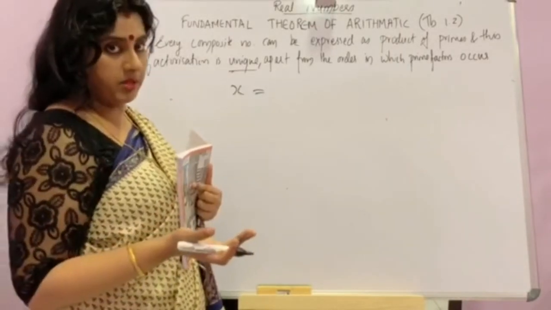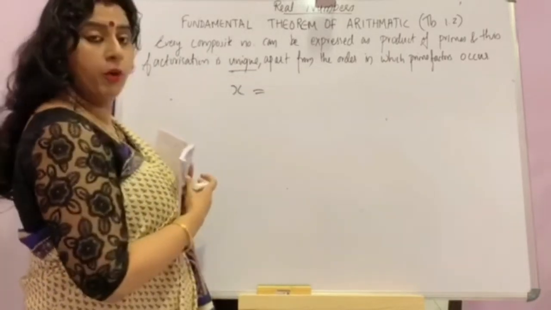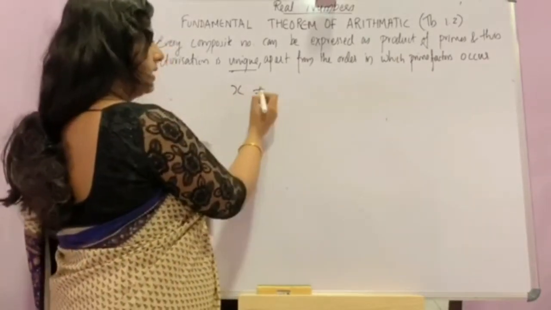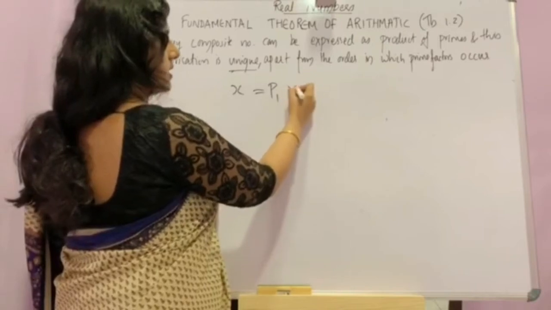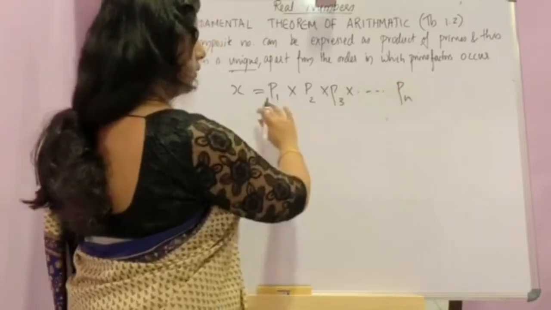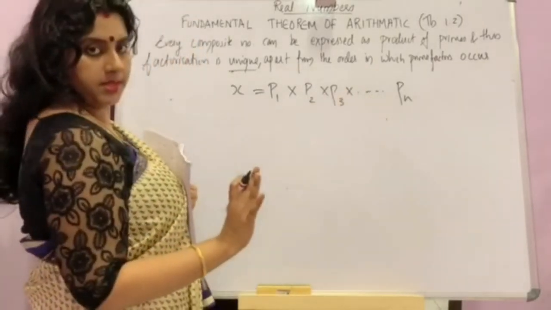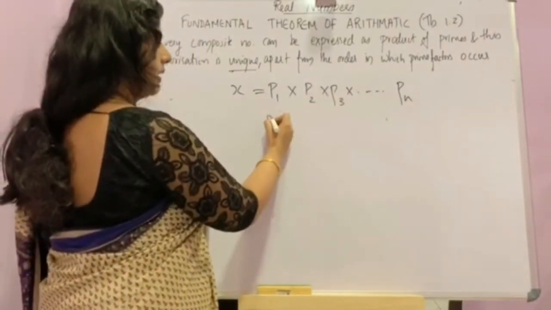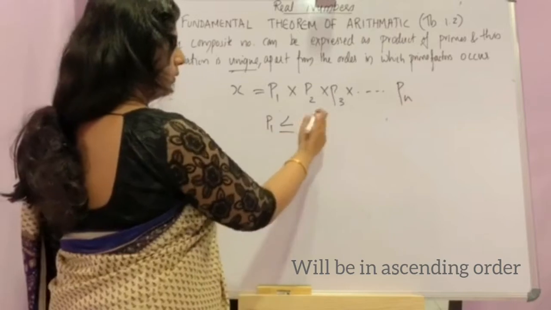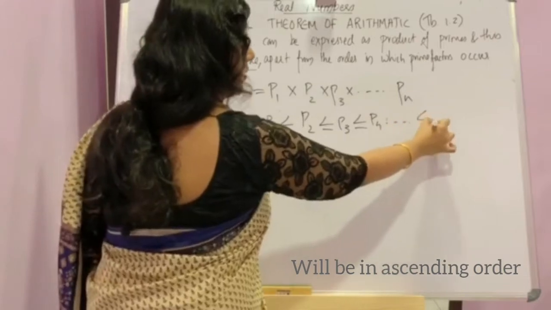That is, if x is a composite number, then by the theorem, we can write it as a product of primes. We don't know the exact numbers because we have taken a variable here. So, for primes, we can name them P1, P2, P3, etc. We don't know the exact values, so we are writing like this. The only thing is, these are all prime numbers and they will be in ascending order: P1 less than or equal to P2 less than or equal to P3 less than or equal to P4, etc. up to less than or equal to Pn.